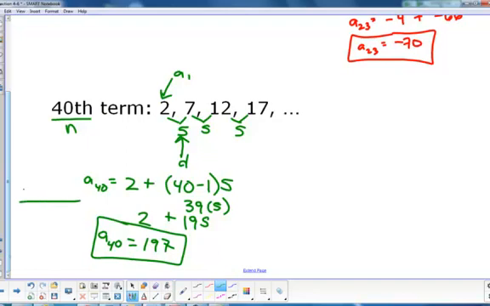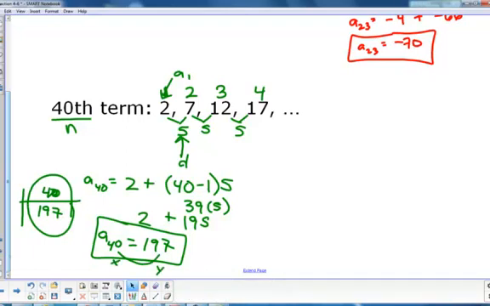If you had a table, number 40 would give you 197. 1 would give you 2, 2 would give you 7, 3 would give you 12, 4 would give you 17, and 40 would give you 197. This is kind of like an ordered pair, with that being your x value and that being your y value. Arithmetic sequencing. It's good stuff.